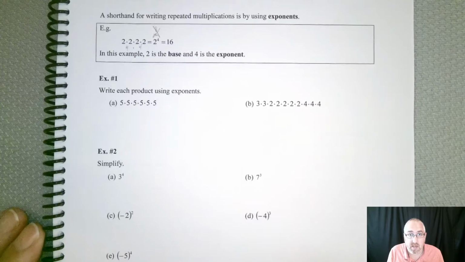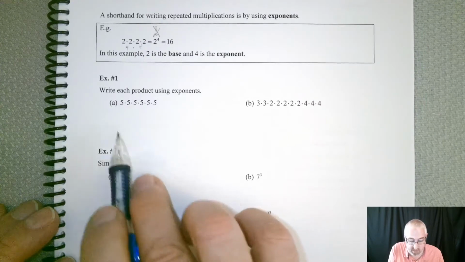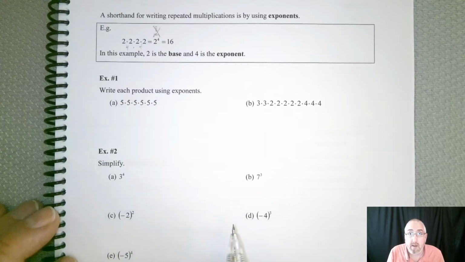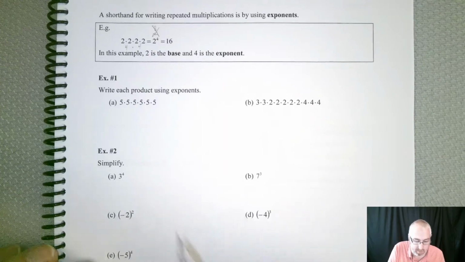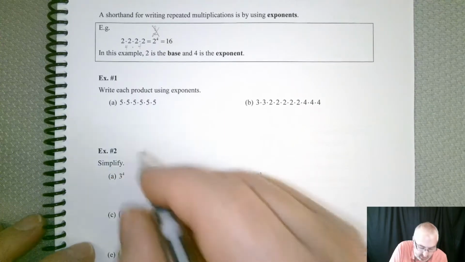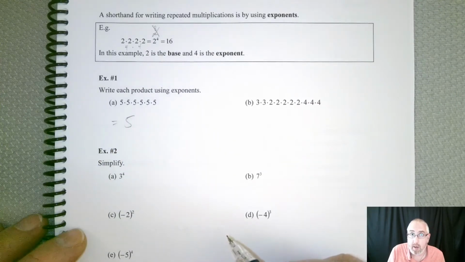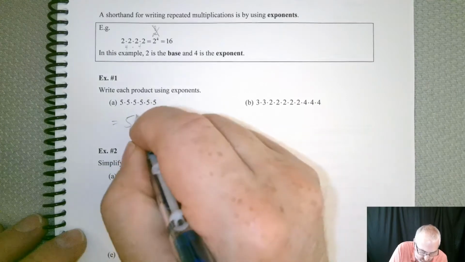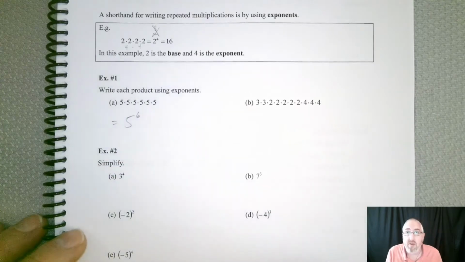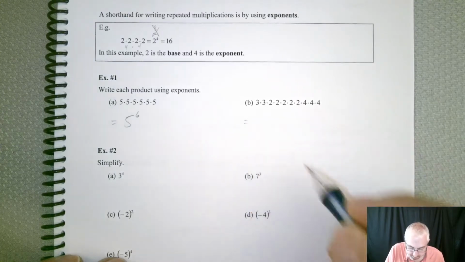The first one says to write each product using exponents. We've got a bunch of 5's we're multiplying. What would be your base and what would be your exponent in this case? Well, remember, whatever's being multiplied is your base. That's the bigger number. And then, what's your exponent? Well, we just count. 1, 2, 3, 4, 5, 6. So 5 to the 6th power. Done.